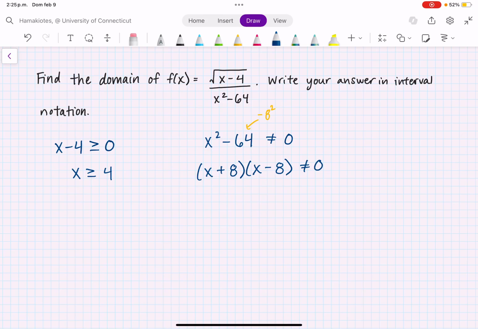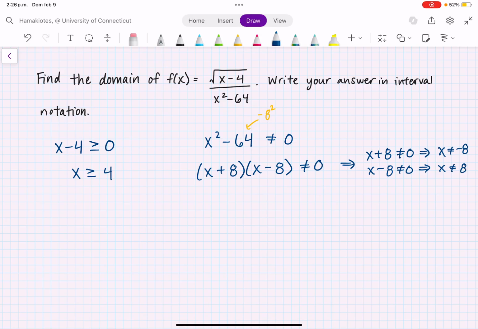So what does this tell us? This tells me that x plus 8 cannot be 0. So in other words, we subtract 8 from both sides. So x is not minus 8. And then x minus 8 not 0 tells me I can add 8 to both sides and get that x is not equal to 8.